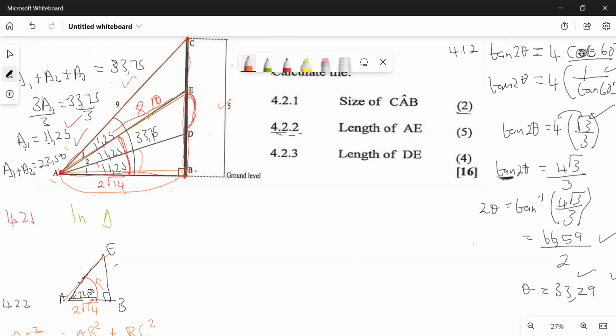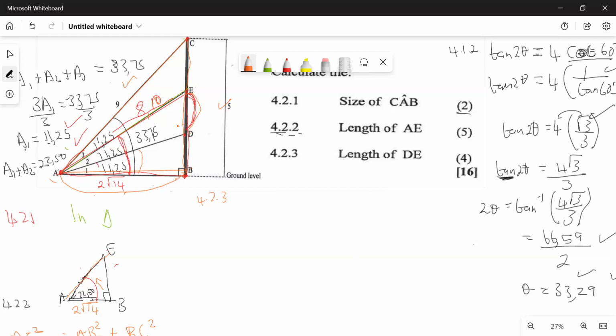So what do you propose we do first? We want something that has the opposite side, hypotenuse and adjacent. Let's check which triangle you want us to use first. Which triangle do you want to use? A, E, D.